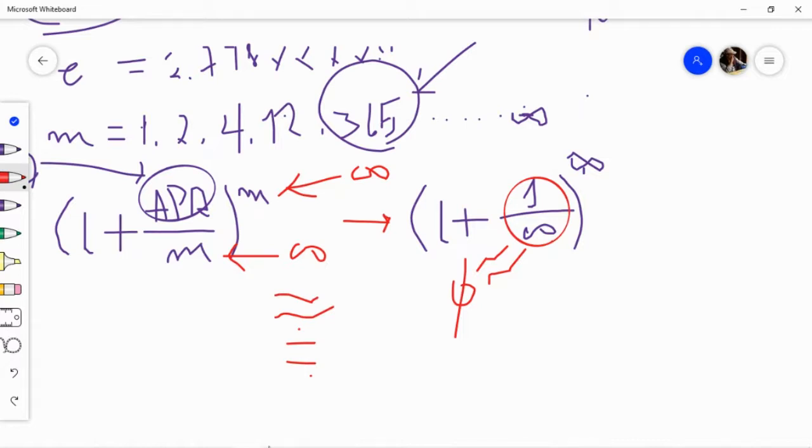So the whole thing in the parenthesis is slightly greater than 1. So it's like 1.00000000000, infinitely many 0s, and then 1. Make sense? So if you raise a number like that, something slightly greater than 1, to infinity, what's it going to be?